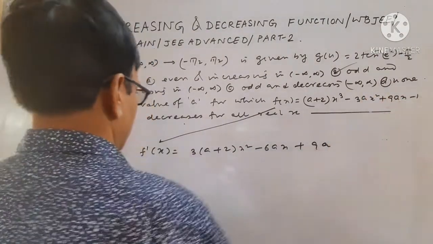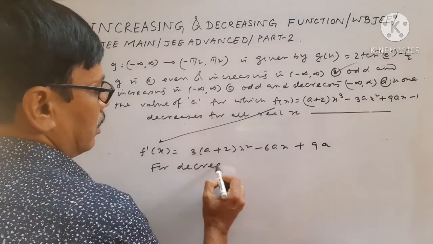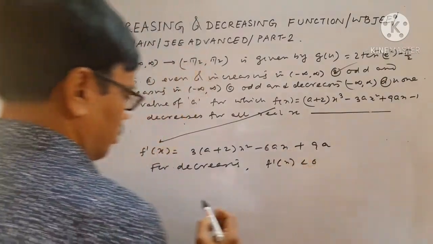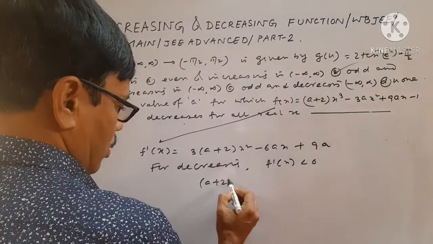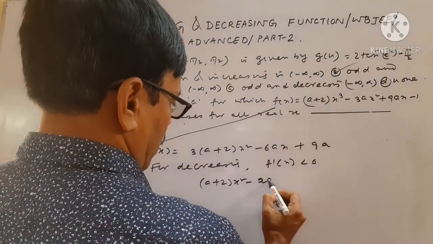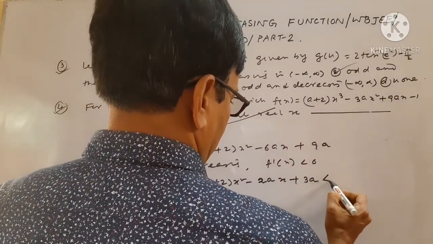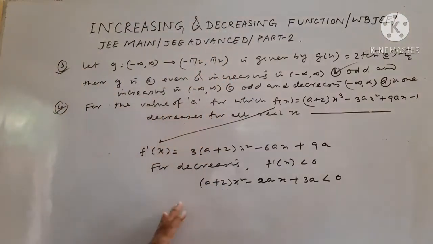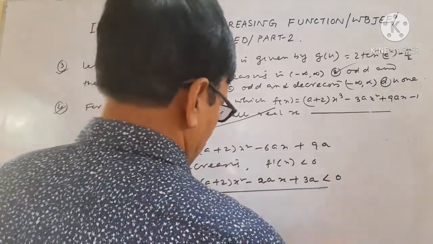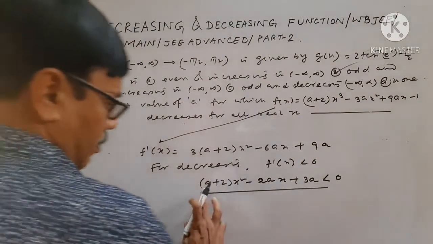So differentiating, for a decreasing function f dash x is less than 0. So a plus 2 into x square minus 2ax plus 3a is less than 0, dividing by 3. Now the value of the expression is negative. The value of the quadratic expression is negative.